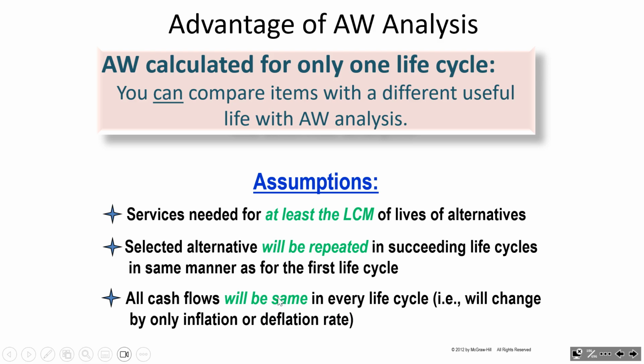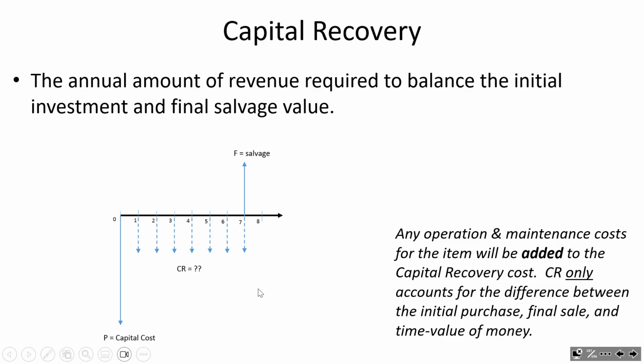And so if those things aren't true, if you know that your two alternatives aren't going to be used for the LCM, or if the cash flows are going to be changing over time and you only want to compare alternatives for a shorter time horizon, then it would be better to use a method besides annual worth. It would be better to use present worth and then either early termination or contract services to compare them.